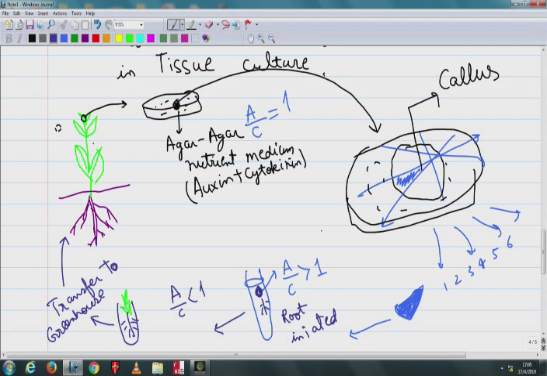The question is, three years ago, there was a question asked, why do we take apical meristem in tissue culture? The reason is apical meristem is virus-free, pathogen-free. If you want to write, you can write. It's up to you. I'll move according to the time that is available.